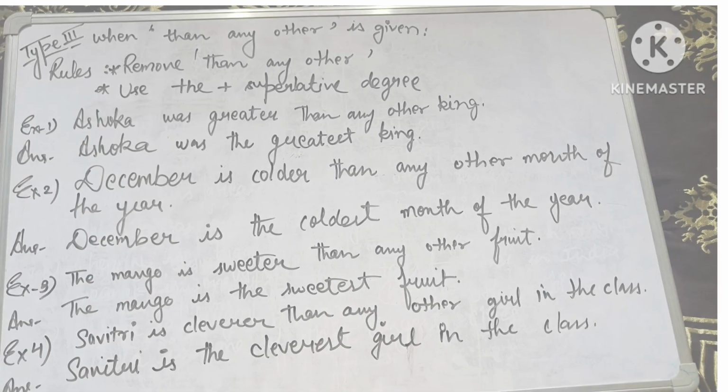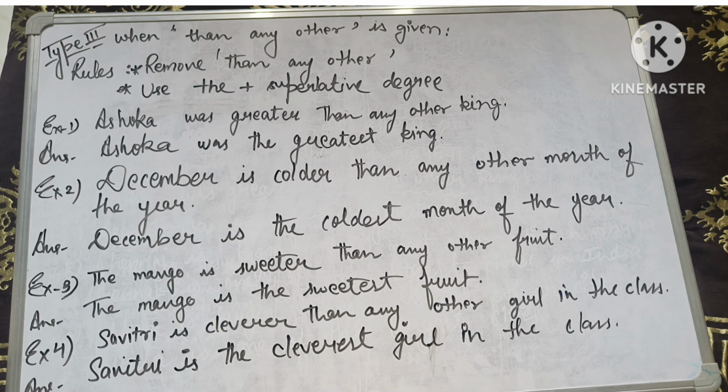Now we will discuss type number 3, when we are given "than any other". When you are given "than any other", the first rule is you have to remove "than any other" and use "the" plus the superlative degree. What we were doing in the previous case was bringing "one of the" plus the superlative degree, but here we just have to bring "the" plus the superlative degree.